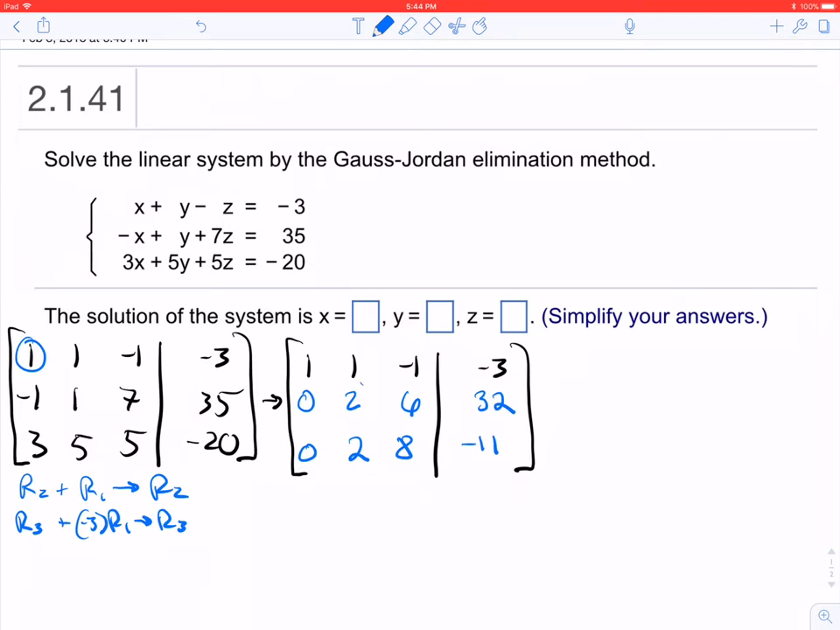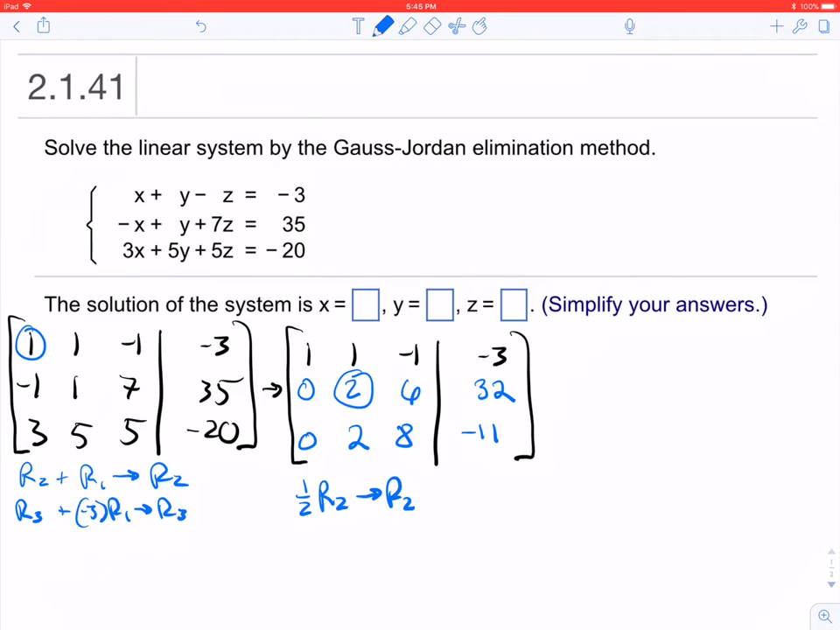Next, we want to pivot on the element in entry 2, 2, row 2, column 2. So we want to turn that into a 1. We do that first, and then we go to the zeros in the next step. So to turn that into a 1, I'm going to say half. The elementary row operation I'm going to do here is half of row 2, replace row 2. So that means row 1 and row 3 stay the same. Row 2 is the one that's changing.